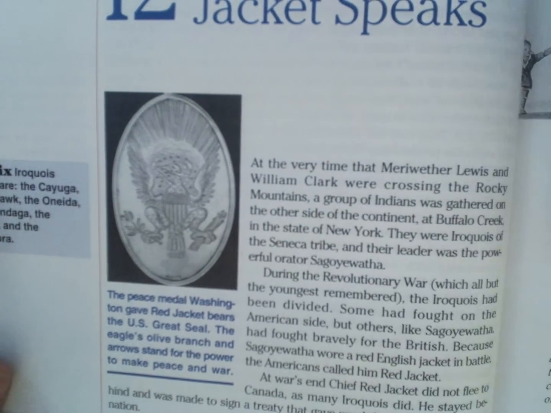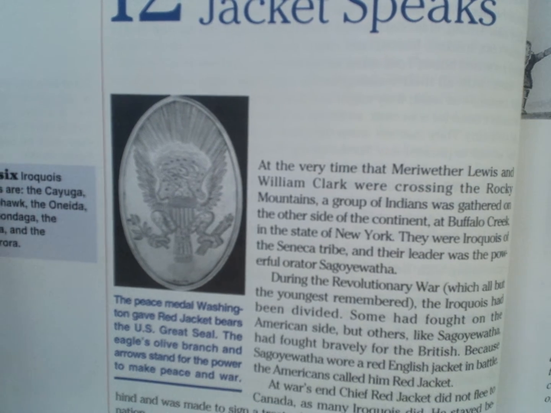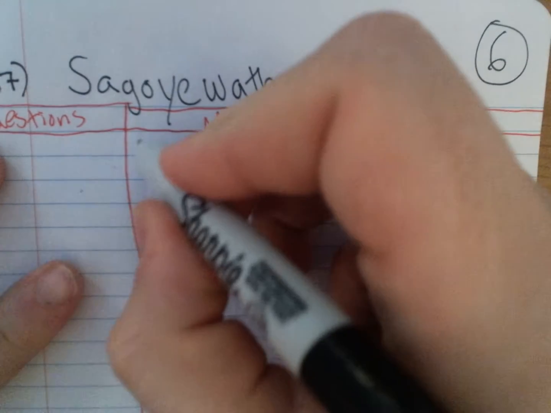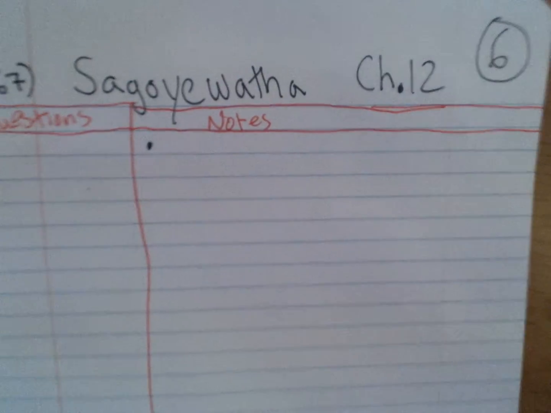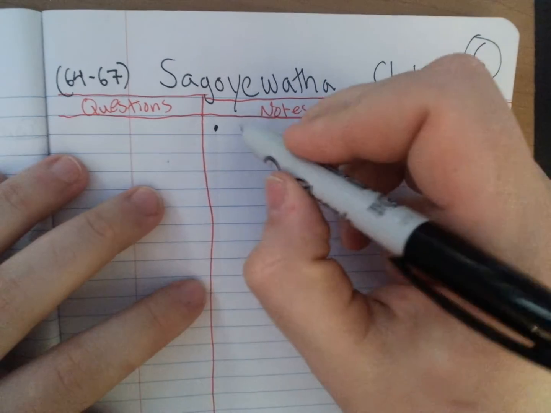"During the Revolutionary War, which all but the youngest remembered, the Iroquois had been divided. Some had fought on the American side, but others, like Sagoyewatha, had fought bravely for the British. Because Sagoyewatha wore a red English jacket in battle, the Americans called him Red Jacket." So we talked about writing down names. Let's make sure we write down that name, and it would probably be helpful to write down his nickname. A reminder, because we are doing our notes telegraphically, we'll want to make sure that we do this nice and short.